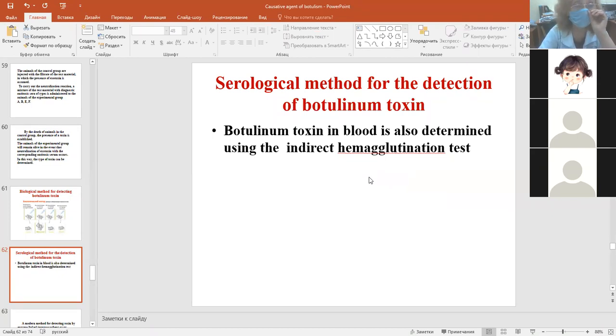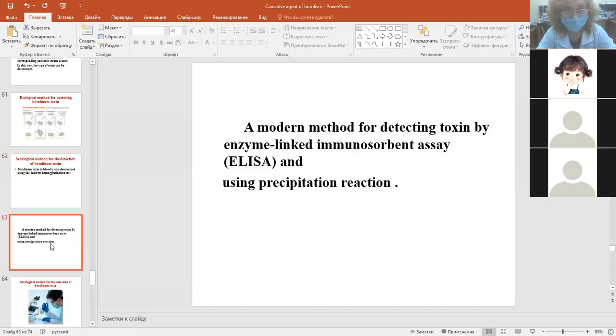Because do you remember the pathogenesis of botulism? It goes into the digestive tract, but then it goes to the bloodstream. And it is easy to detect botulinum toxin in blood by using the indirect hemagglutination test. In the hemagglutination test, red blood cells are used. And in this case, antibodies for exotoxin are absorbed on red blood cells, and it's possible to detect them.